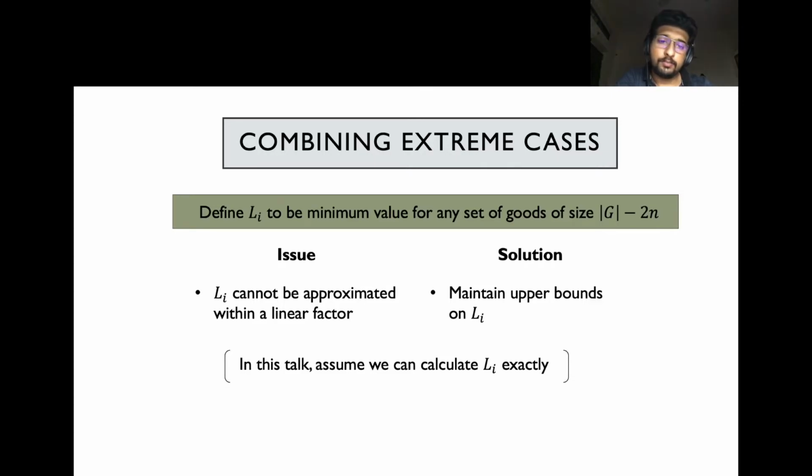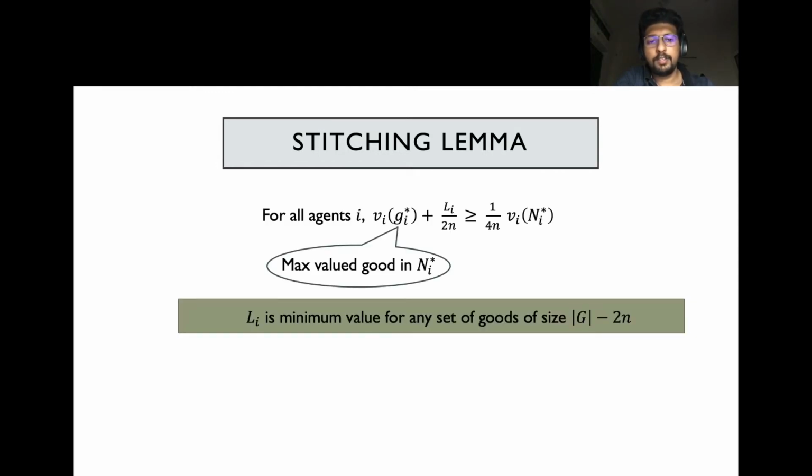We face the issue that the factor Li cannot be approximated within a linear factor, and we solve this issue by maintaining upper bounds on Li using a guess and check method. For this talk, we proceed by assuming that we can calculate Li exactly. Our key lemma to solve the problem for subadditive utilities is the following. The proof of this lemma uses subadditivity crucially.